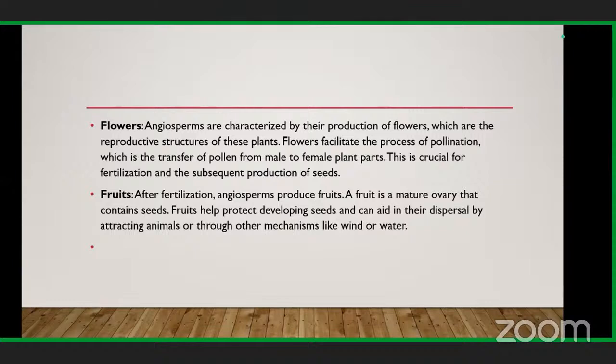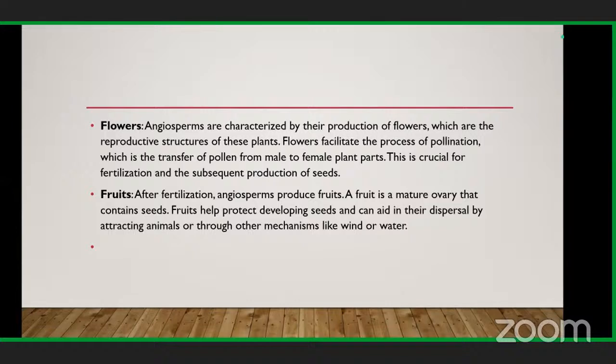In angiosperms, you will see that flowers are very showy. They are very attractive and brightly colored. Why so? Along with wind and water, there are also animal pollinators or insect pollinators, like butterflies and moths. They will come and do the pollination process. You have seen the hibiscus, roses, sunflowers: brightly colored and very beautiful flowers, to attract pollinators. So these are the main reproductive structure of these plants.